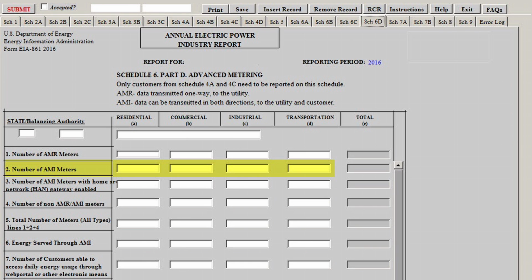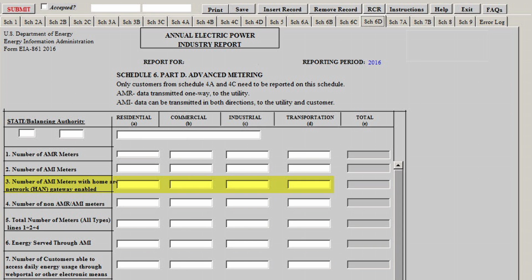AMI meters have the capability at a minimum to record usage in hourly intervals and transmit data at least once daily. AMI meters allow for two-way communication between the customer and the utility. They are reported on Line 2, and the amount of energy served through AMI meters in megawatt hours are to be provided on Line 6. The energy served through AMI meters should be the total energy transmitted through AMI meters and equal the reporting year sum of energy served reported on the EIA 861M.